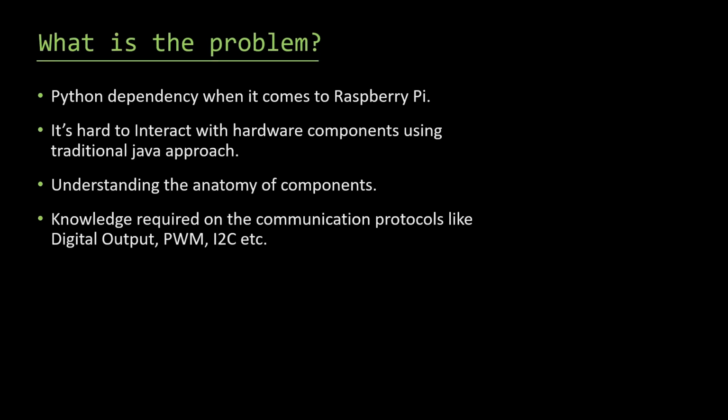So what's the problem here? When it comes to interacting with these hardware components and sensors, there is a huge dependency on the Python language. It's hard to implement support for interacting with these components using the traditional Java approach because we have to understand the anatomy of sensors and also requires knowledge of different communication protocols like PWM, I2C, SPI that are required by the Raspberry Pi, which involves how GPIO pins are configured to power up the connected sensors or components.